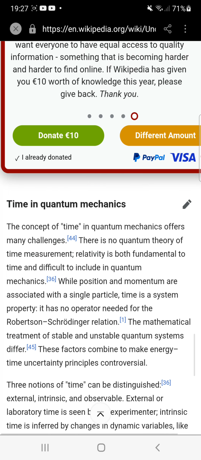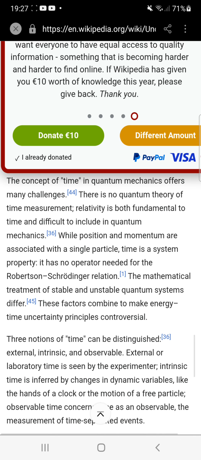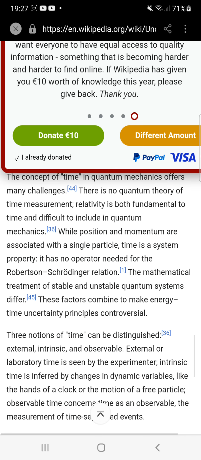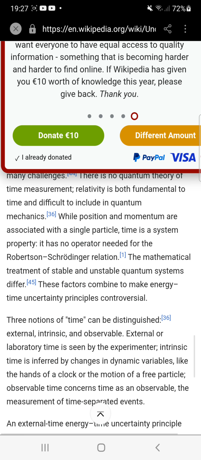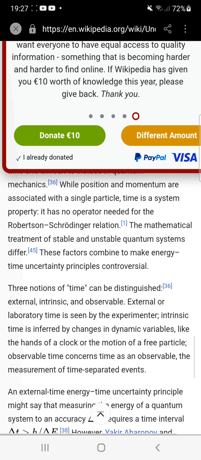Time in quantum mechanics. The concept of time in quantum mechanics offers many challenges. There is no quantum theory of time measurement. Relativity is both fundamental to time and difficult to include in quantum mechanics. While position and momentum are associated with a single particle, time is a system property.